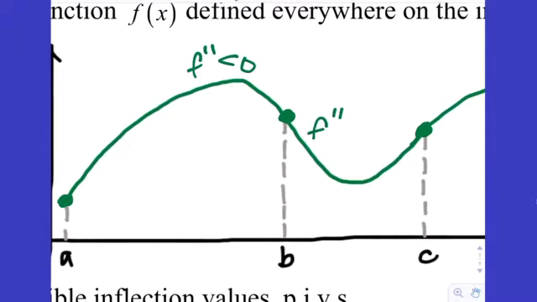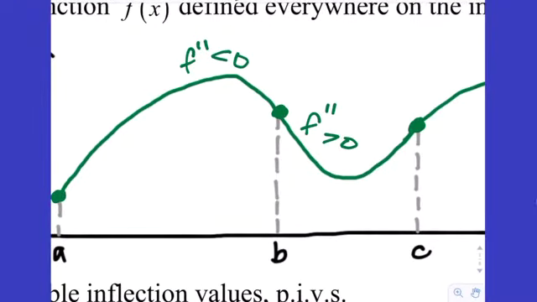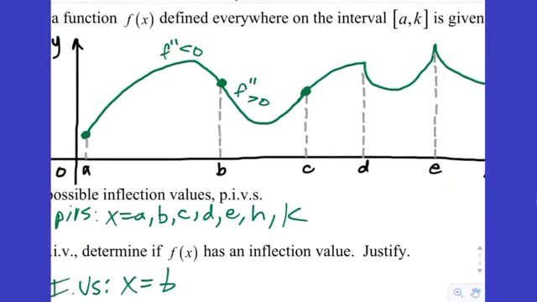Negative to positive at x equals B. So it's pretty much the same recipe for local extrema justification. You don't say since F changes from concave down to concave up any more than you'd say F goes from increasing to decreasing. You talk about a sign change. F has an inflection value at x equals B since F double prime changes from negative to positive at x equals B. Good. What about C?